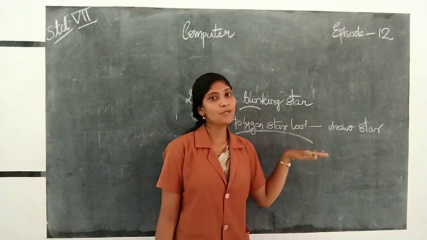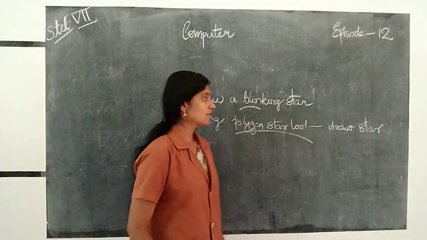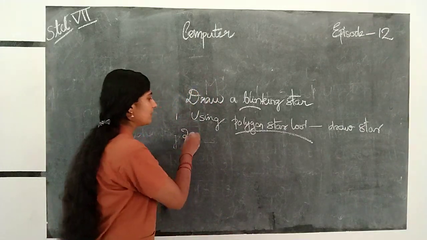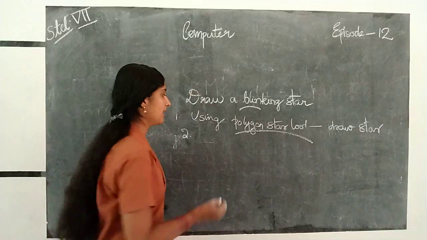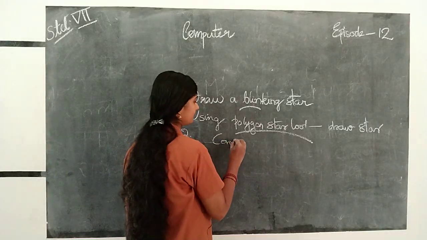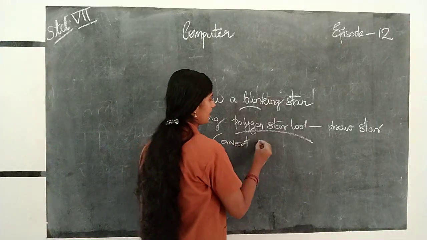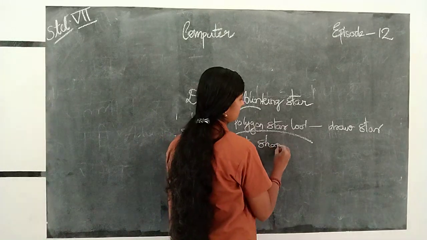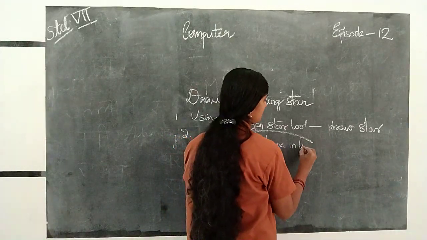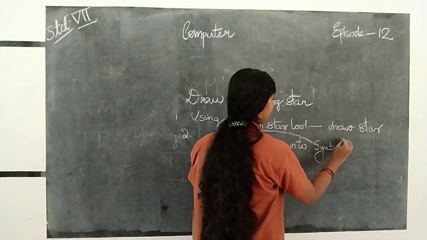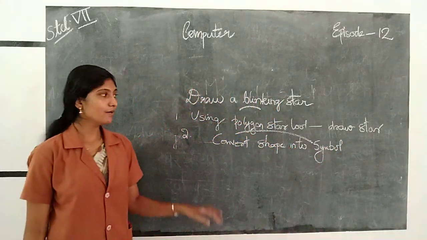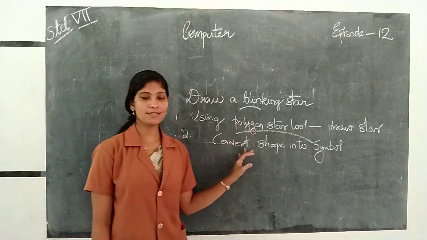Then second one, we need to convert this shape, that means we need to convert the star shape into its symbol form. So second step is convert the shape into symbol. Convert shape into symbol.